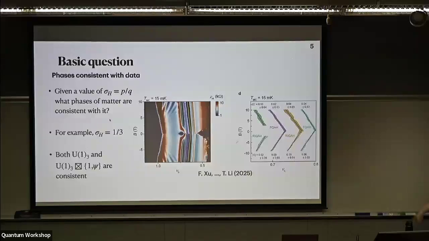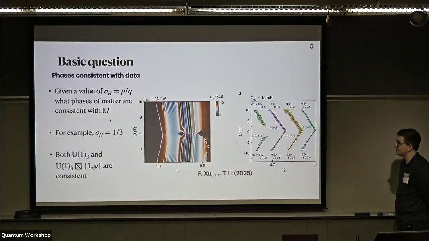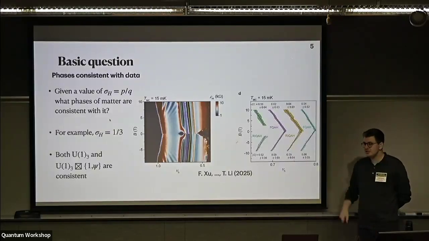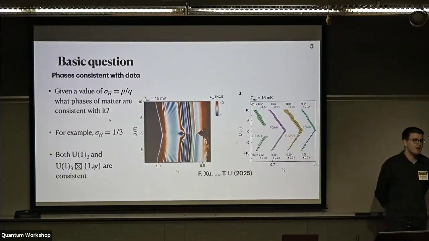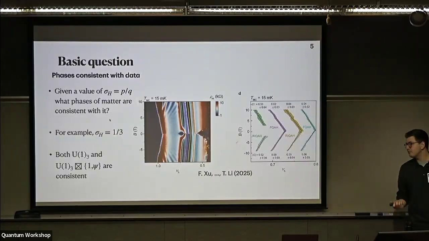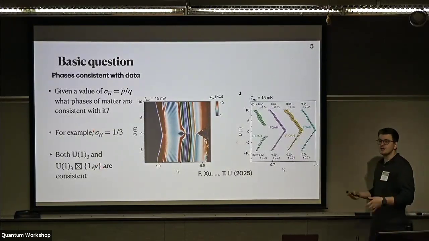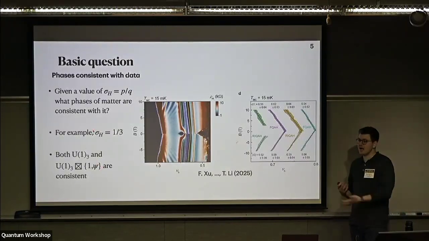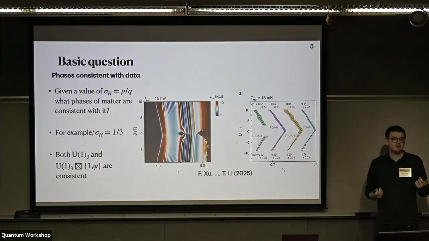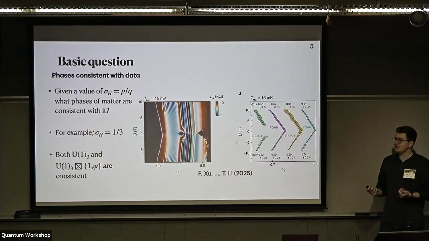So for example, say you come to me with sigma_H is 1/3. We know from continuum fractional quantum Hall very well that the Laughlin state at 1/3 filling would be an acceptable phase of matter for this. But we could always stack additional topological theories on top of it, and as long as they're neutral, they won't change the Hall conductivity.